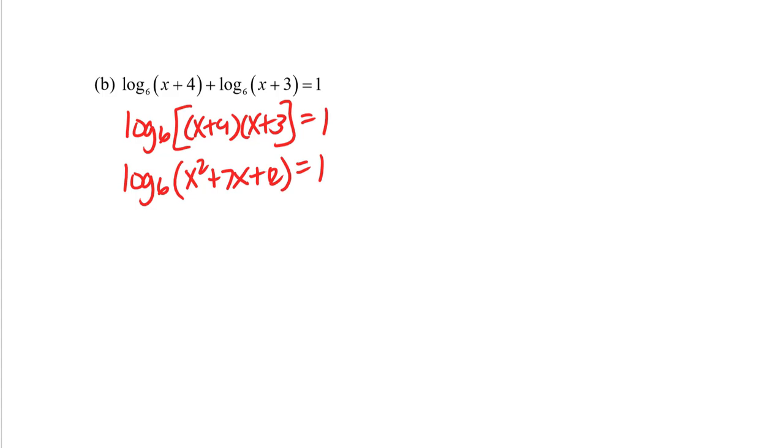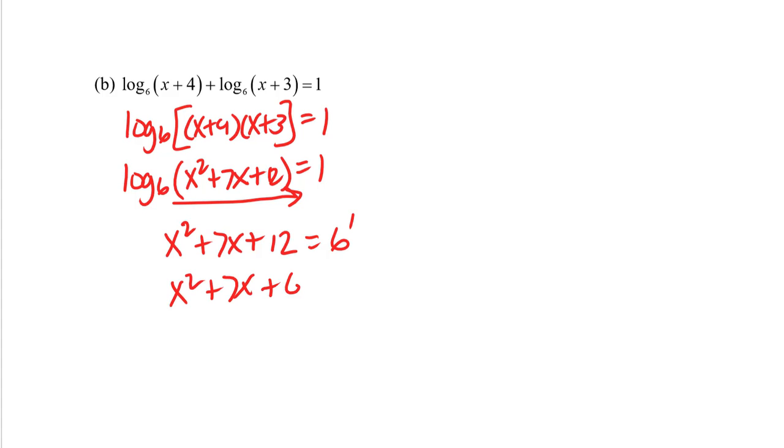And now that I have a single log equaling a number, I can just slide the base and drop the log and turn this into an exponential equation. So I'm going to slide my base of 6 to the right and drop the log, and I get x squared plus 7x plus 12 is equal to 6 to the 1, or 6. I'll subtract 6 from both sides. So I've got x squared plus 7x plus 6 is equal to 0. The factors of 6 that add up to 7 are x plus 1 and x plus 6, which gives me x equals negative 1 and x equals negative 6 as my two solutions.